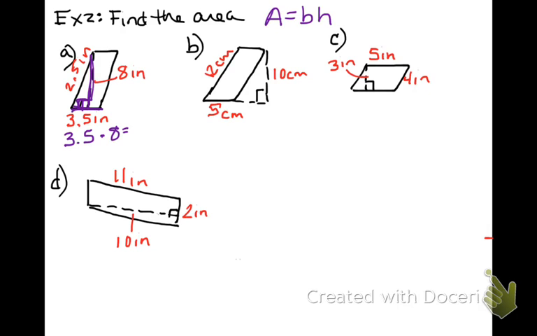So you have 3.5 times 8, and that's 28 inches squared. Now it's a little different on this one. Notice the height is on the outside because this line is 90 degrees to that line. That means this is your height to the base of this parallelogram. So your base is 5 and your height is 10, and then you do 50 centimeters squared.